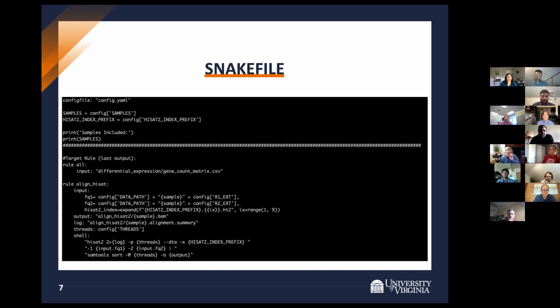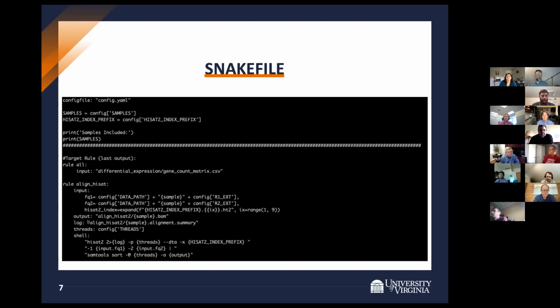Same thing with FASTQ, the second file, same exact syntax. And then I'm also specifying as an input this HiSat2 index. Here, this is just an expansion code. There are, I believe, 9 files for that HiSat2 index, and it's just saying for every single one of them that ends in .ht2 to include those as inputs rather than typing out all 9.